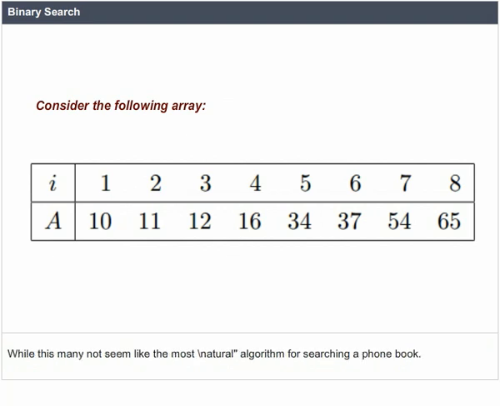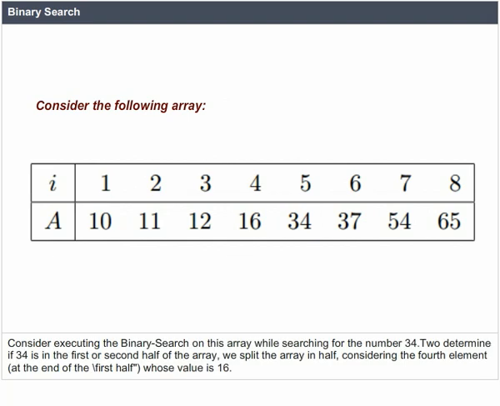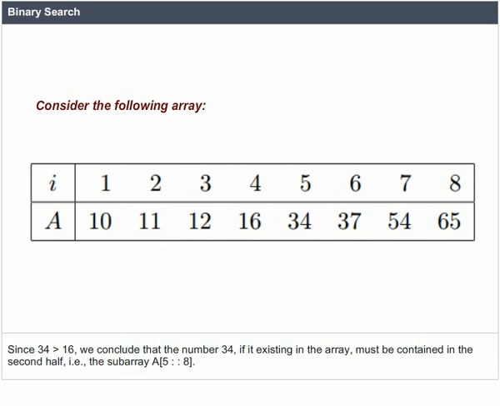While this may not seem like the most natural algorithm for searching a phone book, consider executing the binary search on this array while searching for the number 34. To determine if 34 is in the first or second half of the array, we split the array in half, considering the fourth element at the end of the first half, whose value is 16. Since 34 is greater than 16, we conclude that the number 34, if it exists in the array, must be contained in the second half, that is the subarray A[5:8].